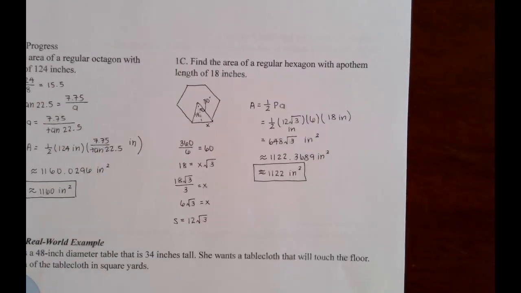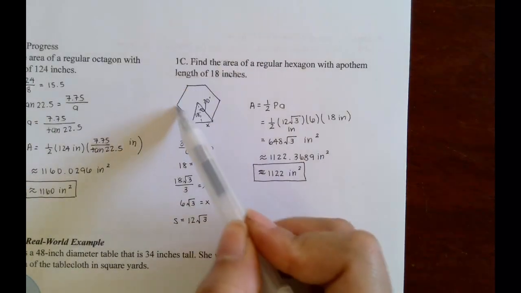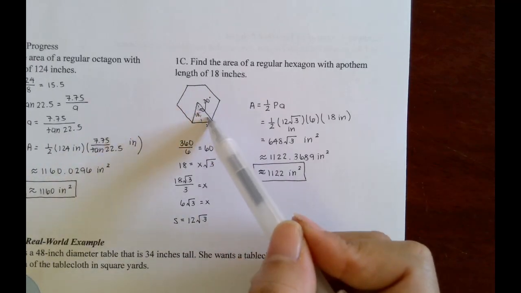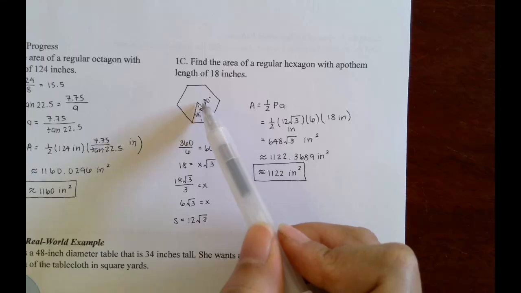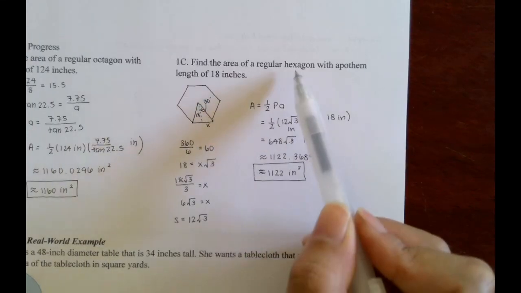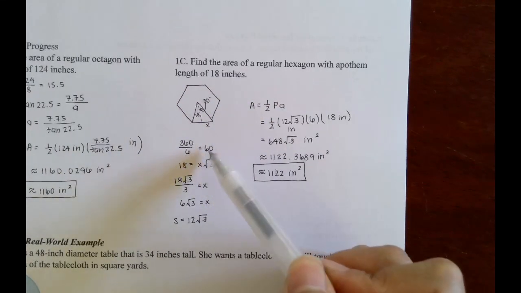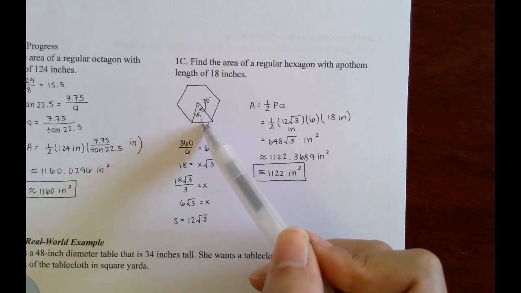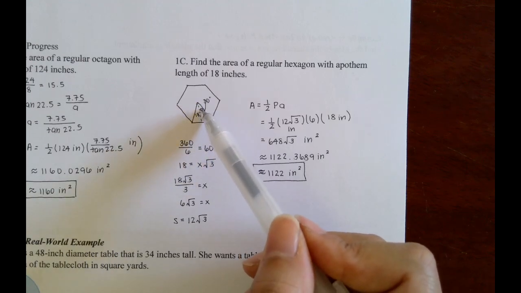1C here is a hexagon. This time, though, instead of giving us the perimeter or a side length, it gives us the apothem. So here's my little hexagon, and my triangles. All the way around is 360. Since it's a hexagon, 360 divided by 6 is 60 degrees. And then since the apothem splits it in half, this is now 30 degrees here.